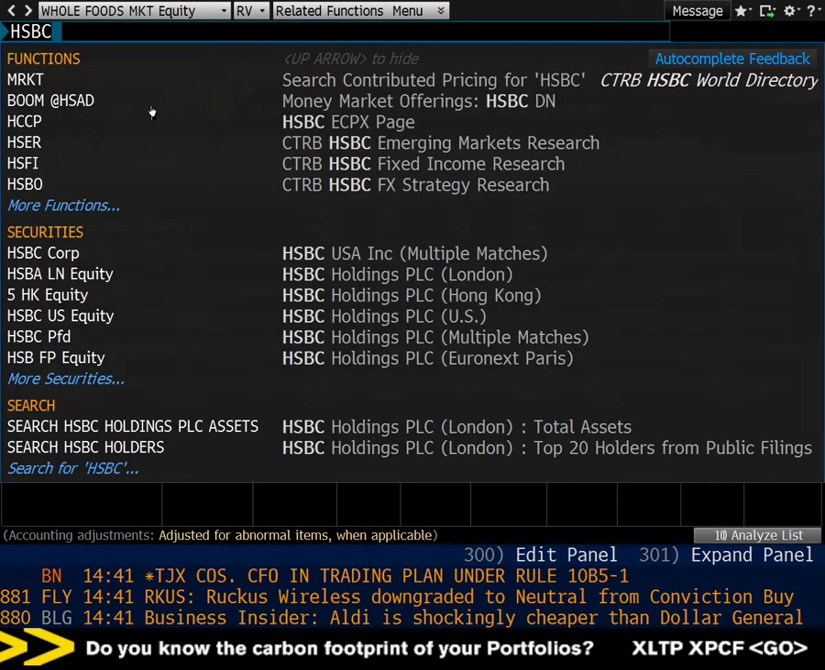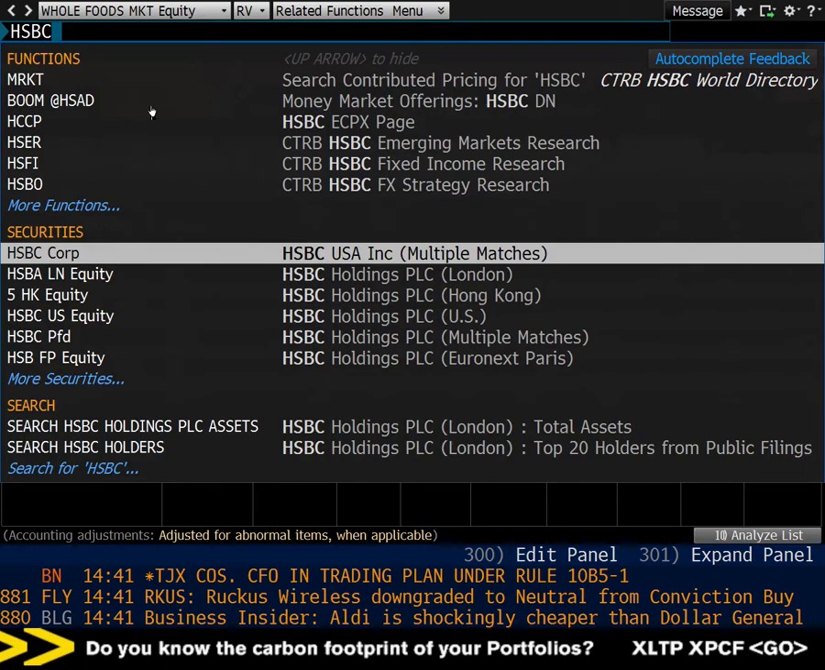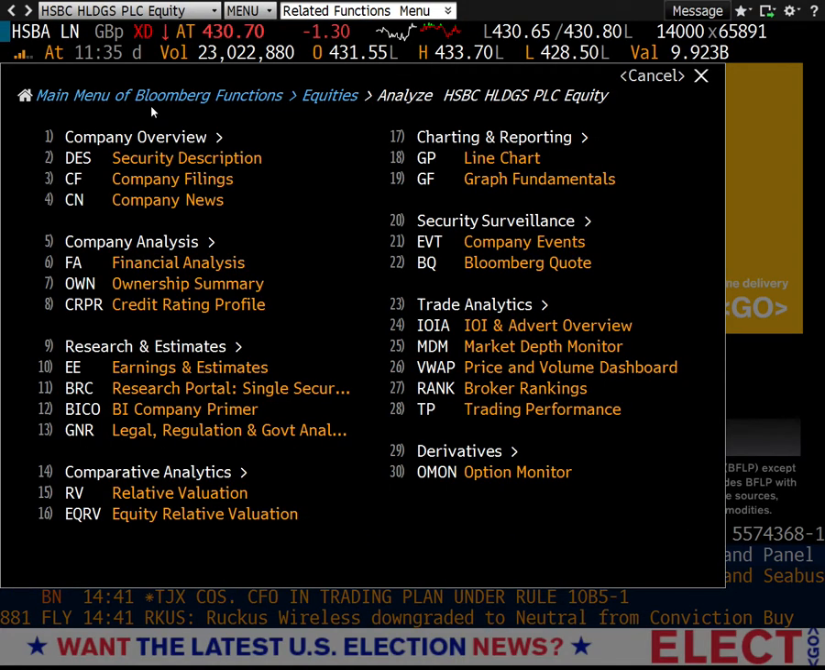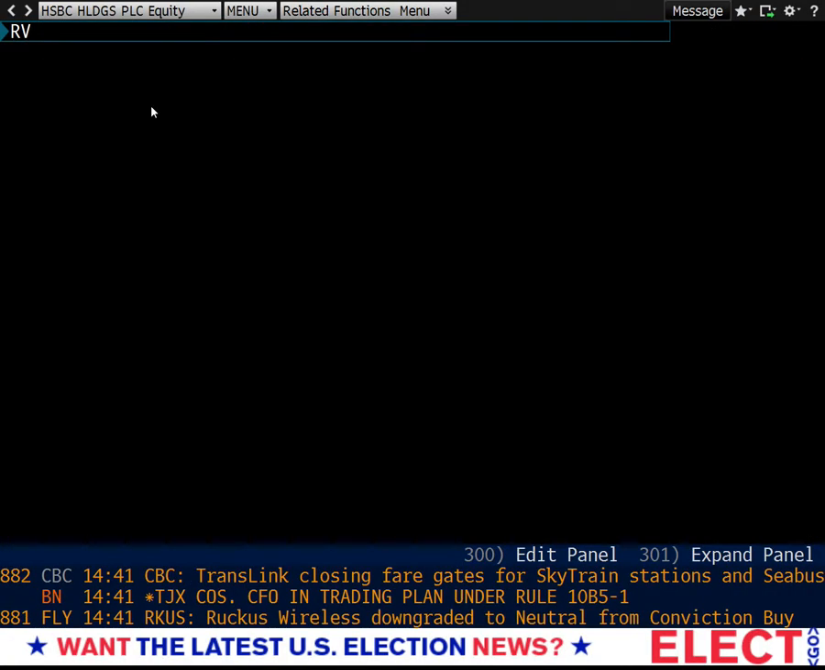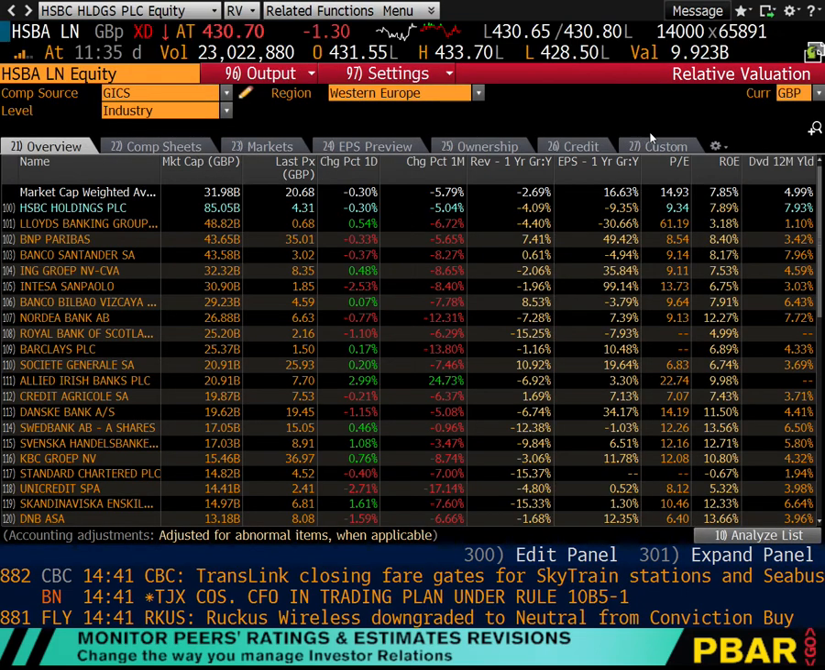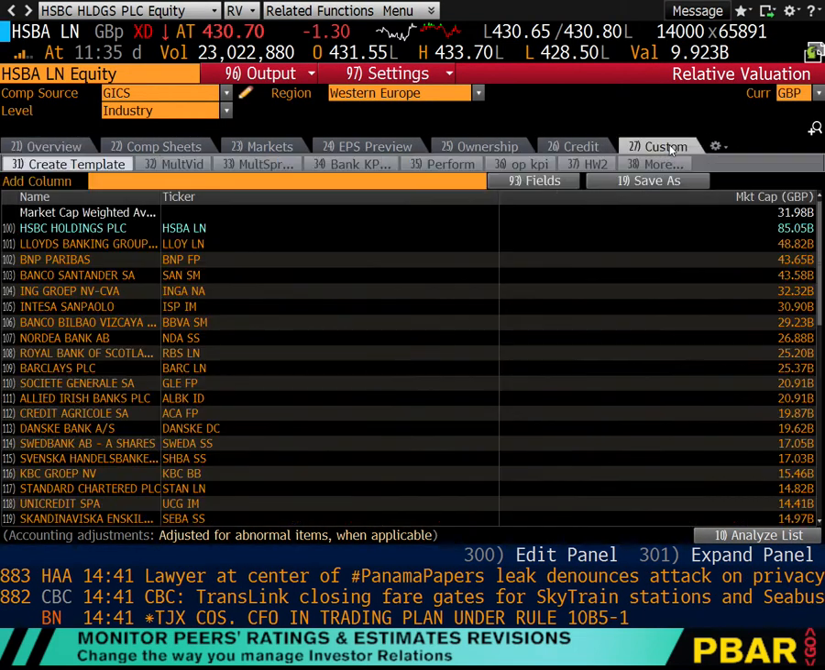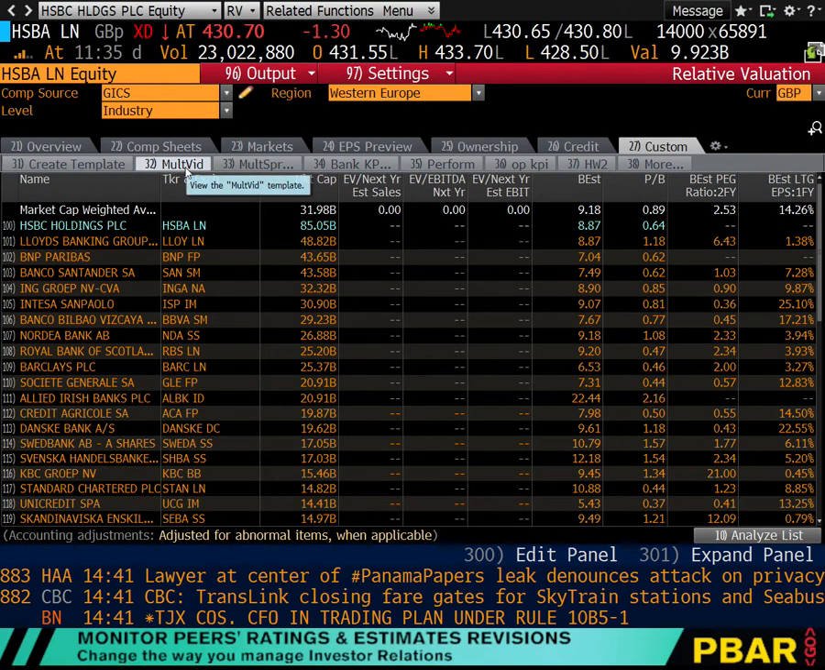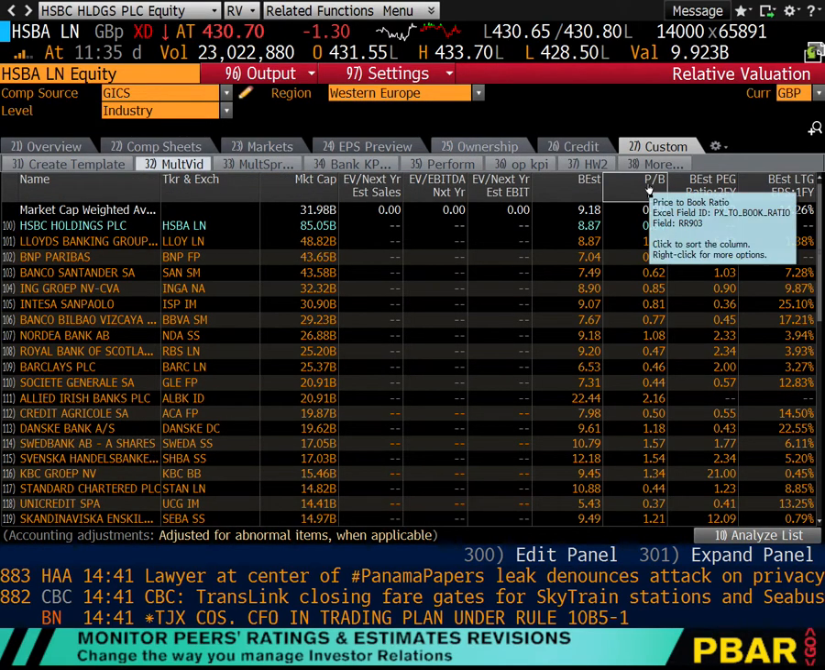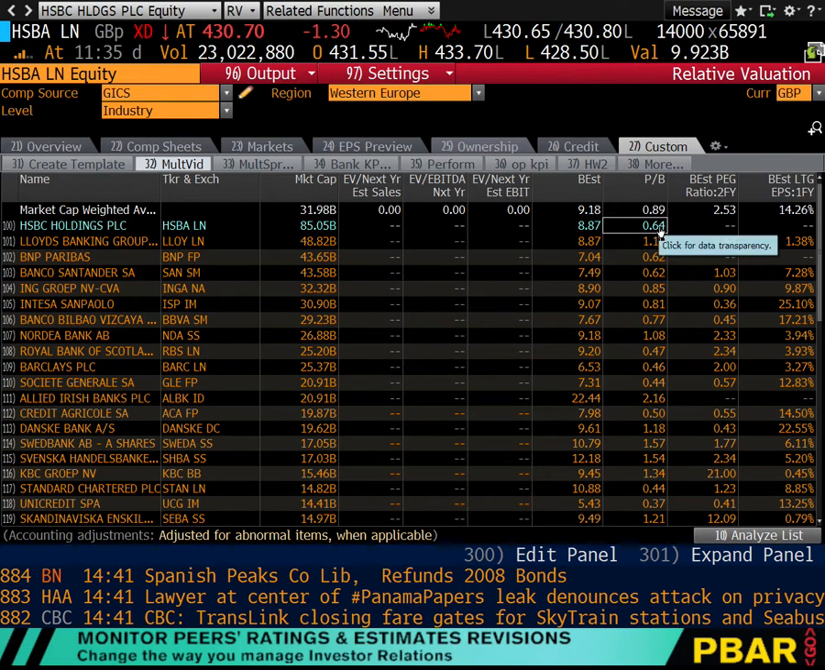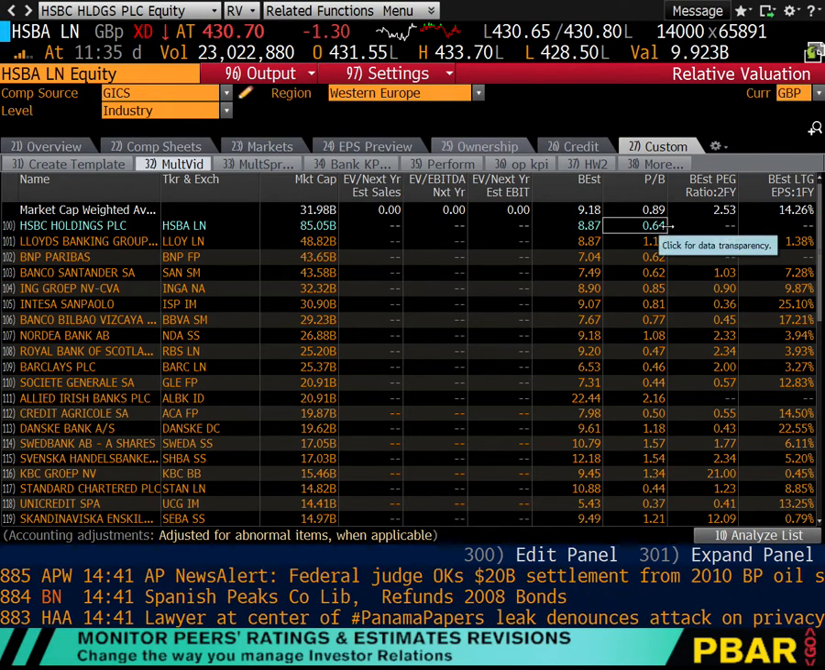Let's go to HSBC. So here's HSBC today. And let's go to our little RV template. Banks don't really have enterprise value multiples, so you're going to see some missing data points. But if we take our little template that we just created, just focus on price to book. HSBC's price to book is 0.64, which means they're trading at 64% of book value.